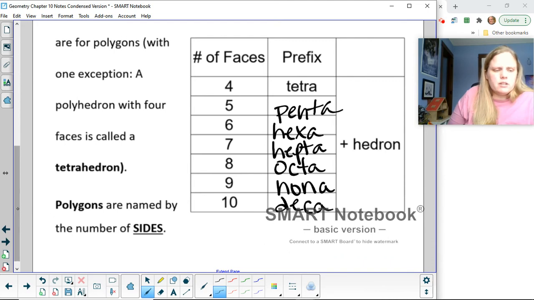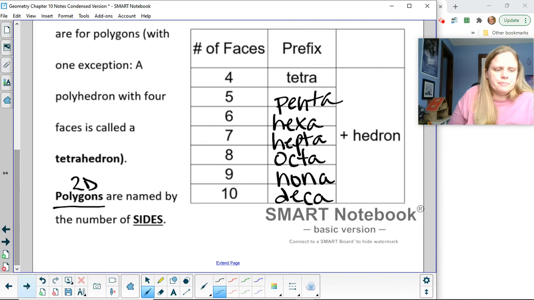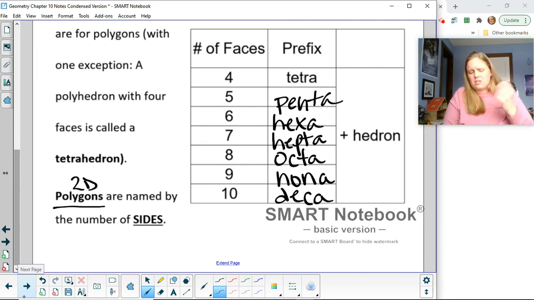So polyhedrons are named by how many flat surfaces they have. Polygons, the 2D shapes, are named by how many sides they have. But the prefixes are almost the same.